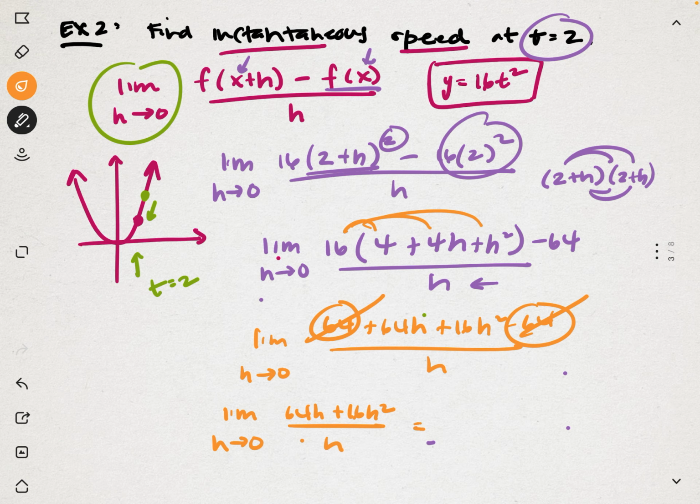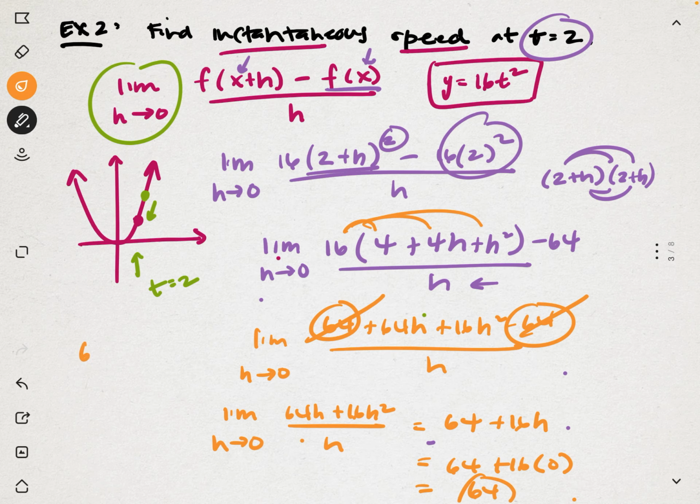Now remember, anytime we have division with one thing on the bottom, we can separate this into two things, or we can just divide by h. So 64h divided by h is 64, and then 16h squared divided by h is going to be 16h. Now that we don't have our h in the denominator, because we canceled our h's out on the top and bottom, now we can plug in our 0. So this whole thing is going to be 64 plus 16 times 0, which is 64.